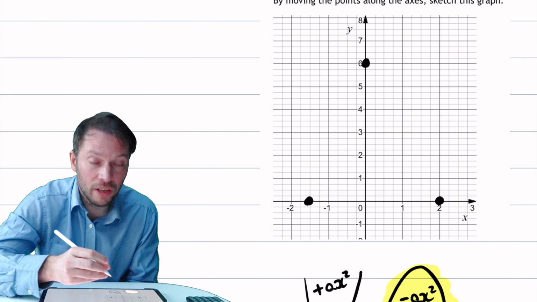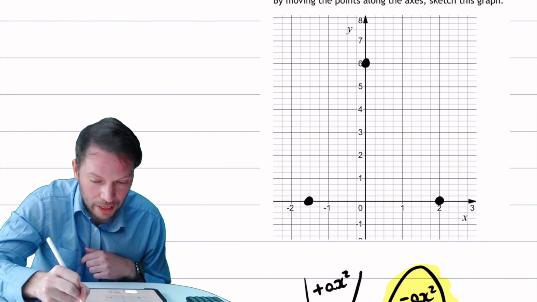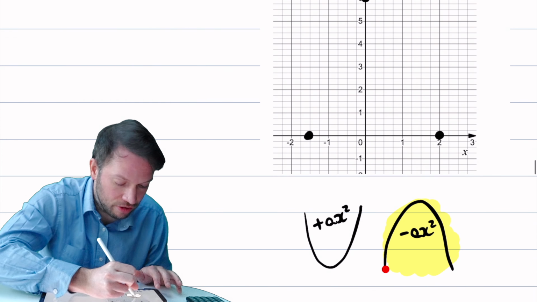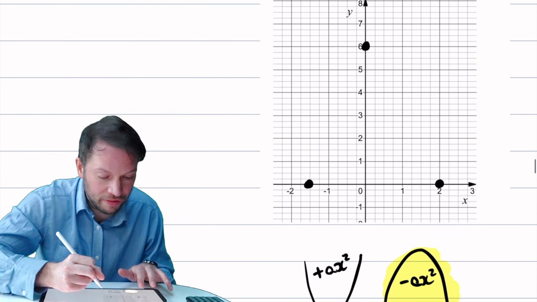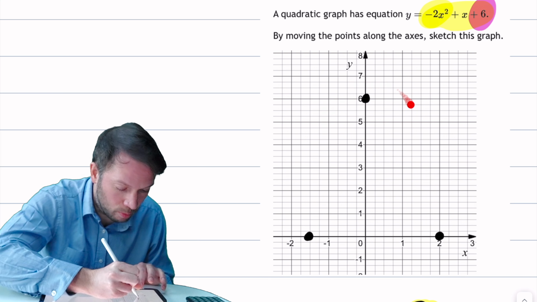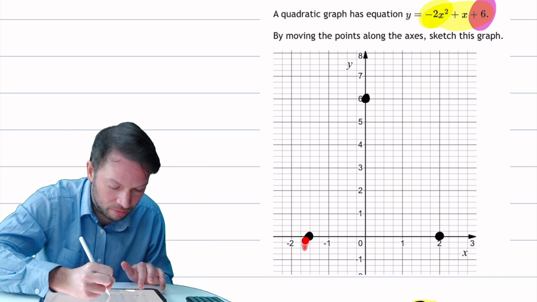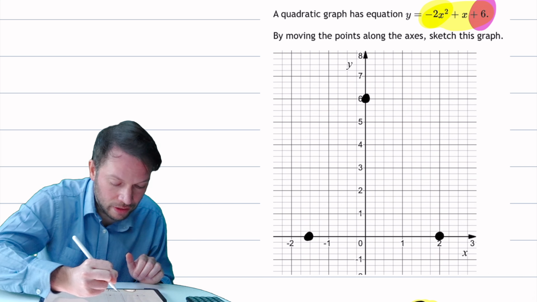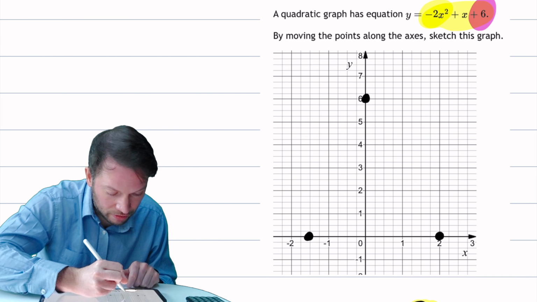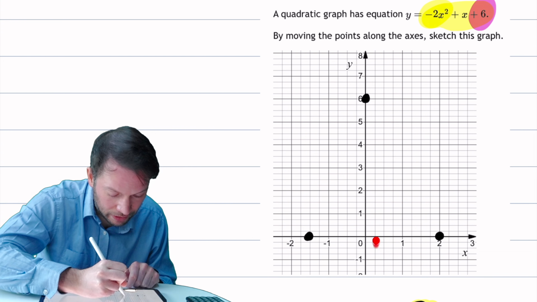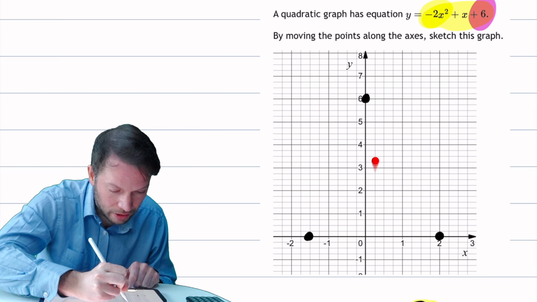And note also, by the way, that because a quadratic graph is symmetrical, the line of symmetry is actually going to be halfway between this minus 1.5 and the 2 here. So halfway between those is going to be about here, isn't it? I think it's actually going to be 0.25. So the maximum point of this graph is going to be up here.